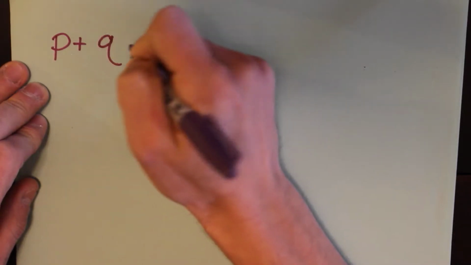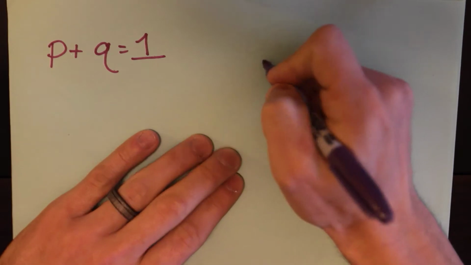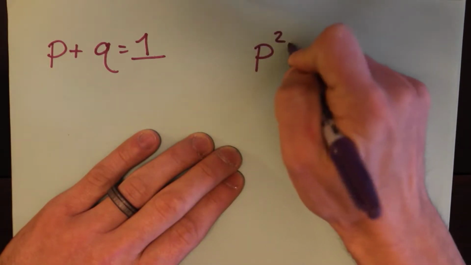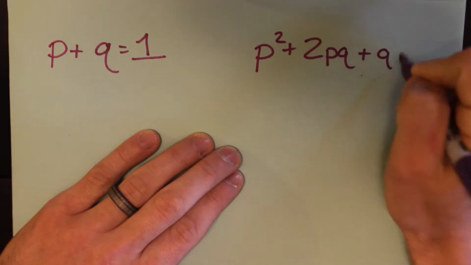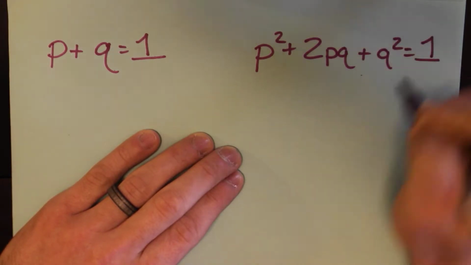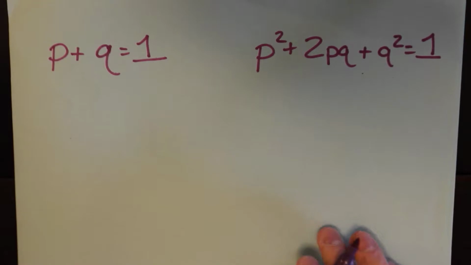First one, p plus q equals 1. And then the second one is going to be p squared plus 2pq plus q squared, which also equals 1. All right. Now for these two equations, each one serves a different purpose.